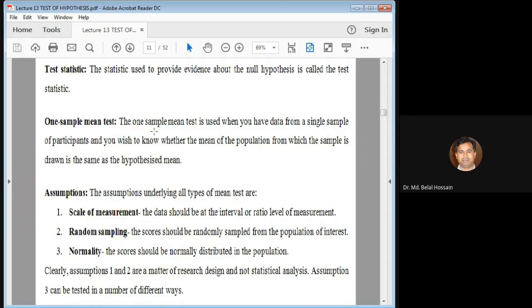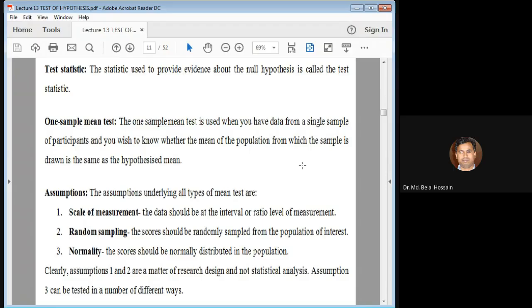Testing of hypothesis can be done based on a sample. So, one sample mean test. We will first study one sample mean test. We have taken a sample from a population, then we want to test some hypothesis. A one sample mean test is used when you have data from a single sample of participants and you wish to know whether the mean of the population from which the sample is drawn is the same as the hypothesized mean.